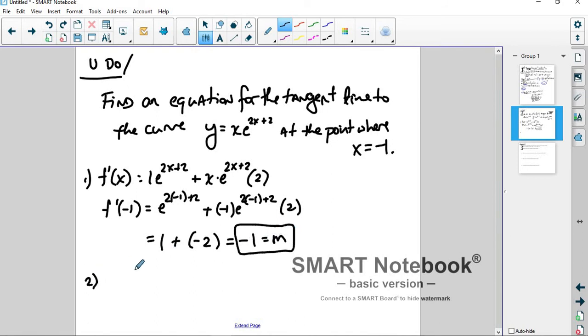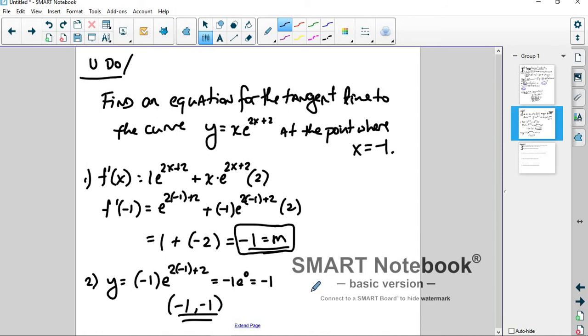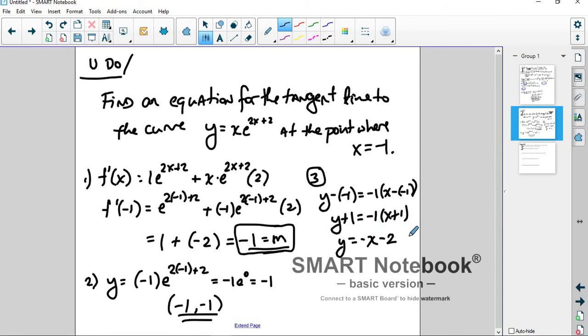Okay? If you go to y equals for the point, you get y equals -1 times e to the 2 times -1 plus 2, which is -1 times e to the 0, which is also -1. So we've got -1s galore here. The slope is -1, the point is (-1, -1), and so to do this equation we get y minus -1 equals -1 times x minus -1, and so we get y plus 1 equals -x plus 1, or y equals minus x minus 2.